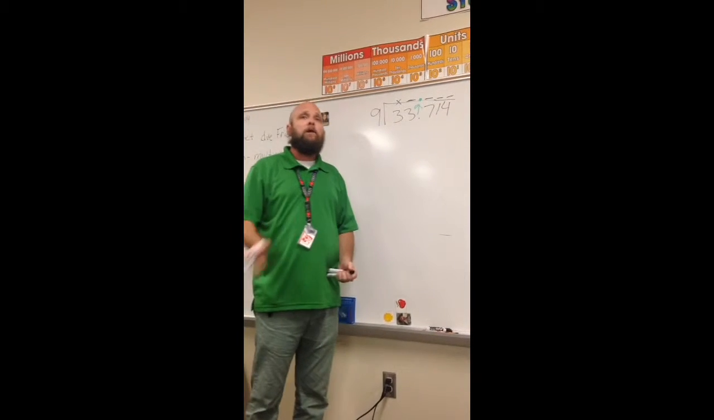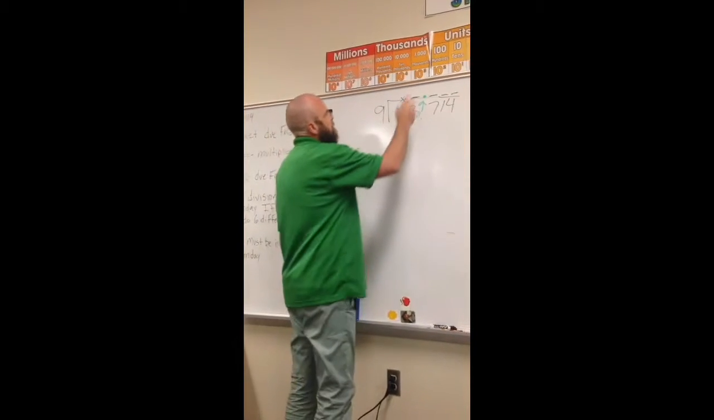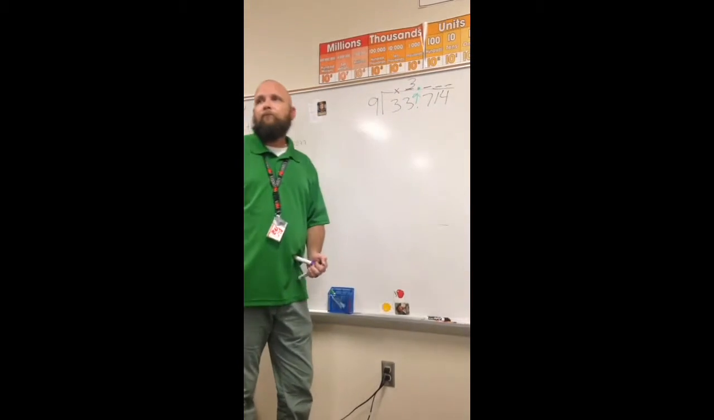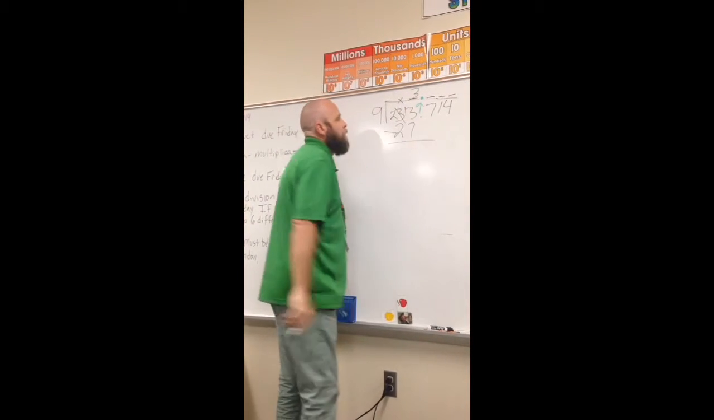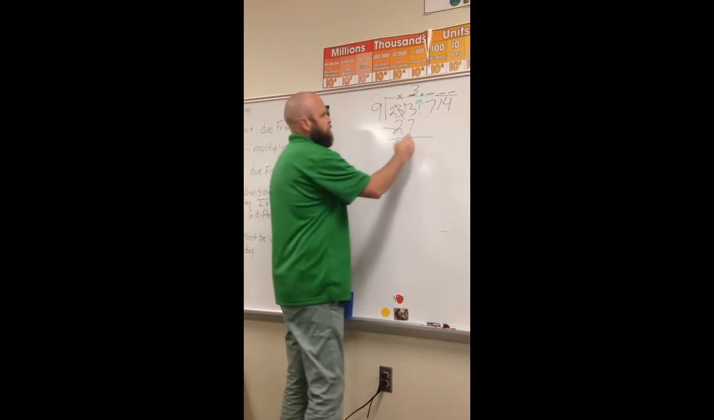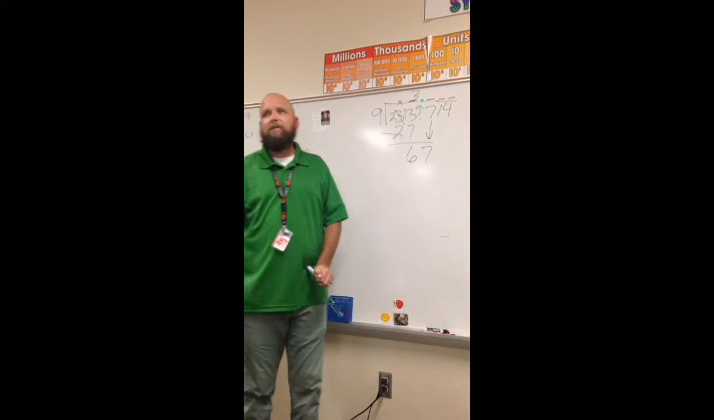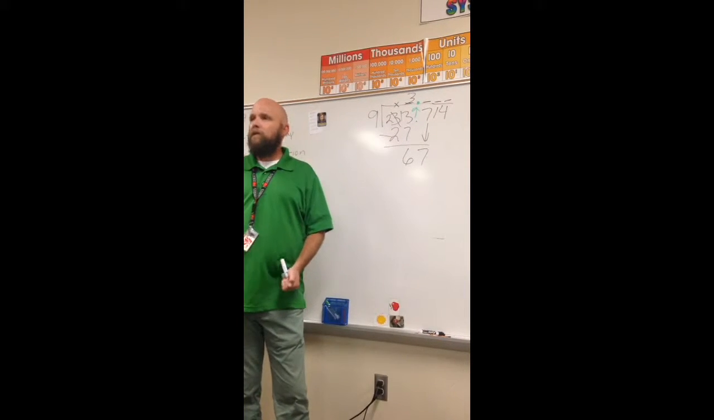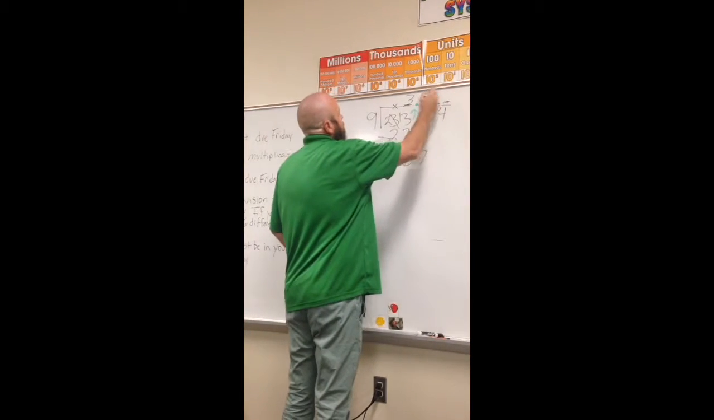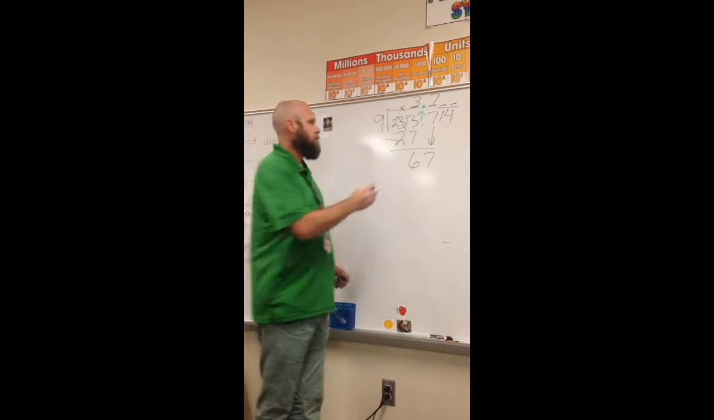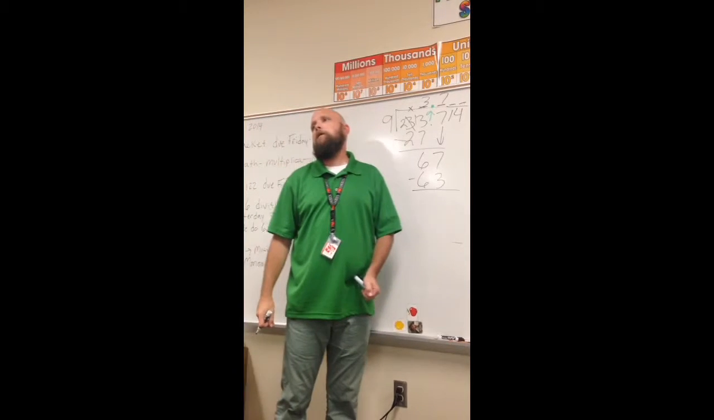How many times does 9 go into 33? Bueller? 3 times. 3 times 9 is? 27. Thank you for waking up. 13 minus 7? 6. Then I bring down my tenths place. I get 67. How many times does 9 go into 67? 7 times. And 7 times 9 is? 63. 67 subtract 63 is 4.